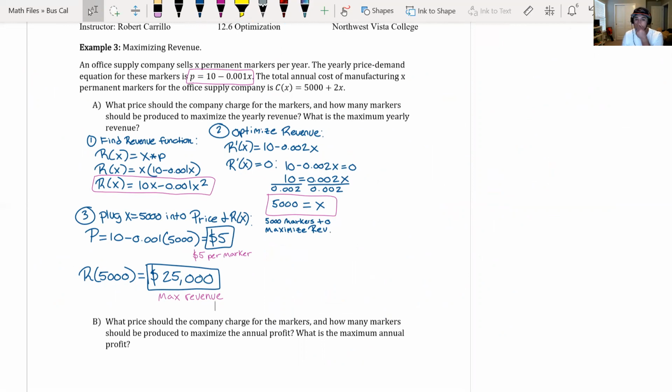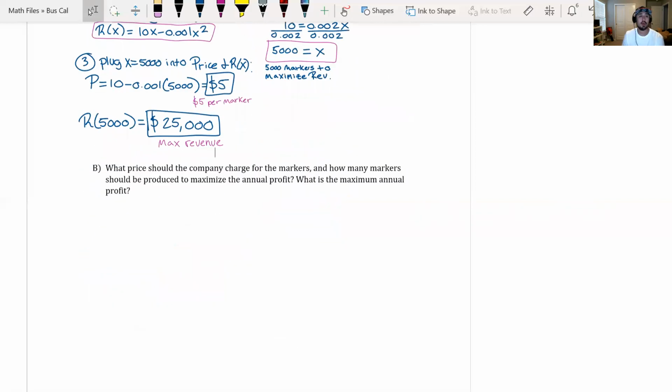All right. Cool. On to B. What price should the company charge for the markers, and how many markers should be produced to maximize the annual profit? What is the maximum annual profit? Annual, same as yearly. So this means we need to find our profit function.